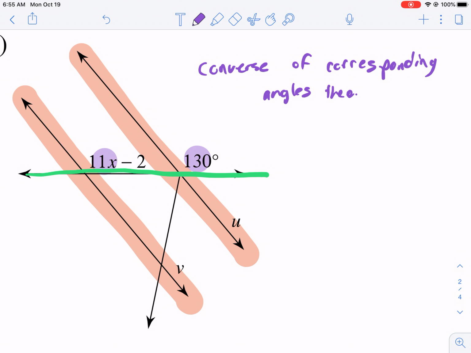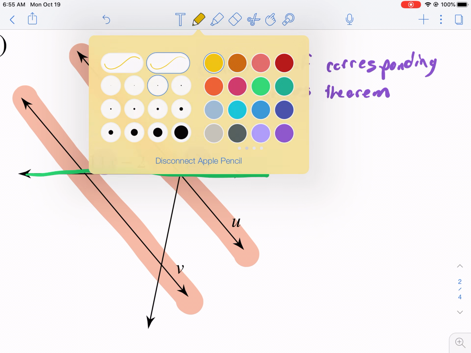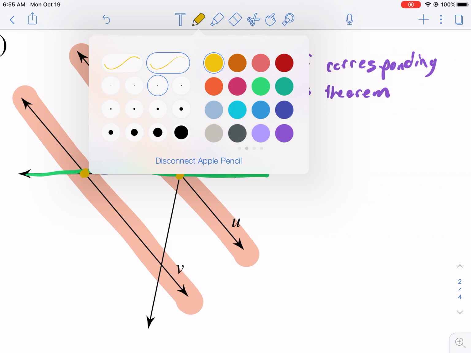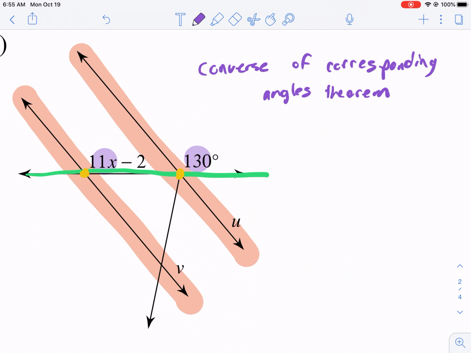Okay, and what do we know about corresponding angles? We know that they're equal. Okay, how do I know it's corresponding? Because they're in the same part of the intersection. If I look at these two intersections here, they're both in the upper right, so that's why they're corresponding, and we need them to be equal, so we set them equal to each other. Okay, if they were same side interior, we would add them together and set them equal to 180 and then solve for x, just in case you're wondering about that.